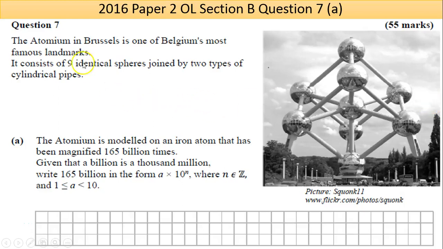Hi, welcome to question 7, 2016, paper 2. This is the first question in section B, and you can see here it's worth 55 marks. It's not too bad, so we'll get stuck in.